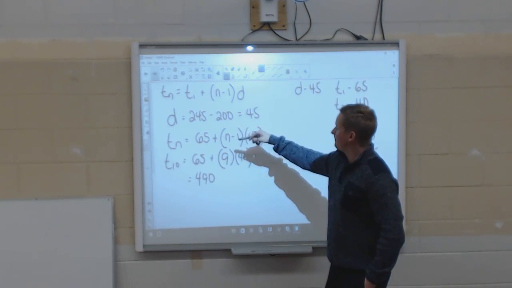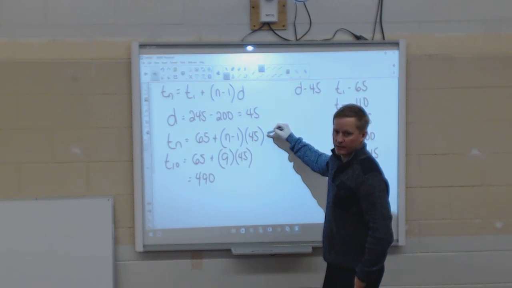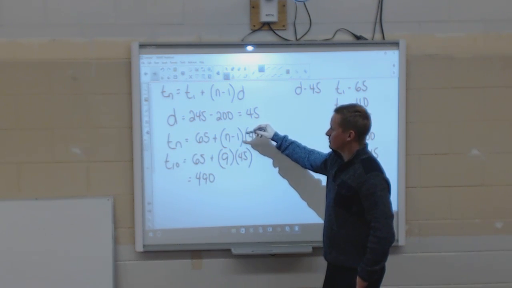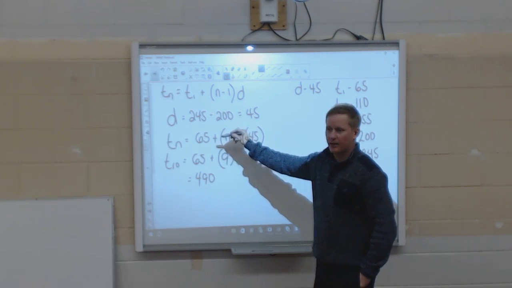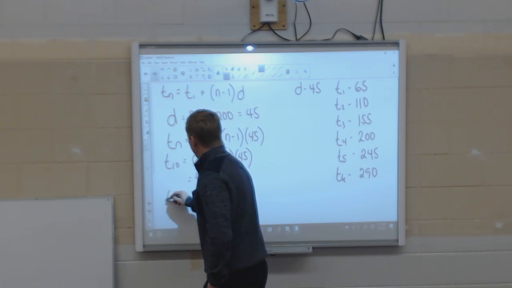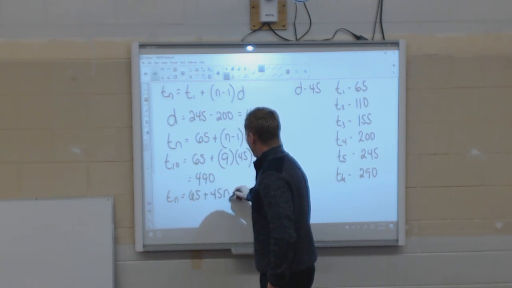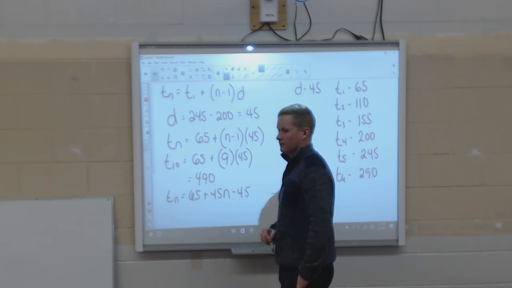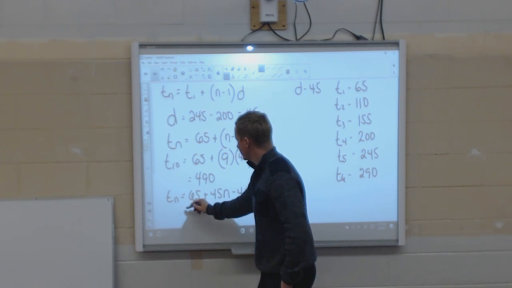So I'm gonna change this. And the reason they simplify this, take a look at this general term. We multiply the 45 through and simplify it. Okay? So it looks like this. T to the n is equal to 65 plus 45n minus 45. So I multiply the 45 through the brackets.